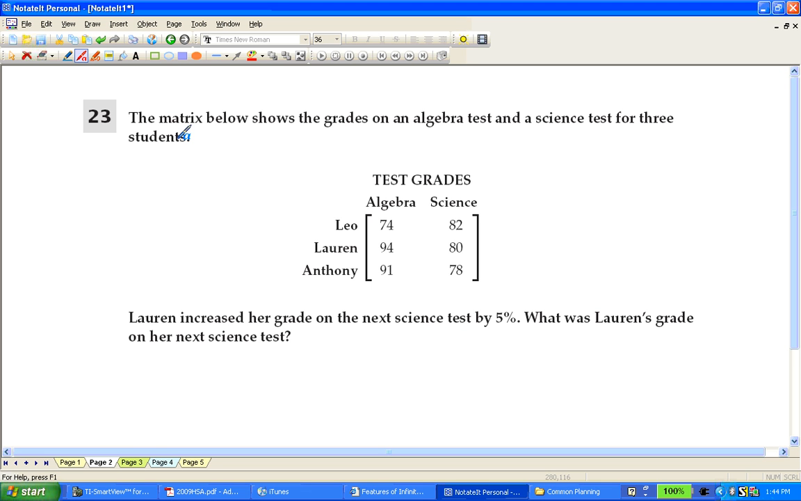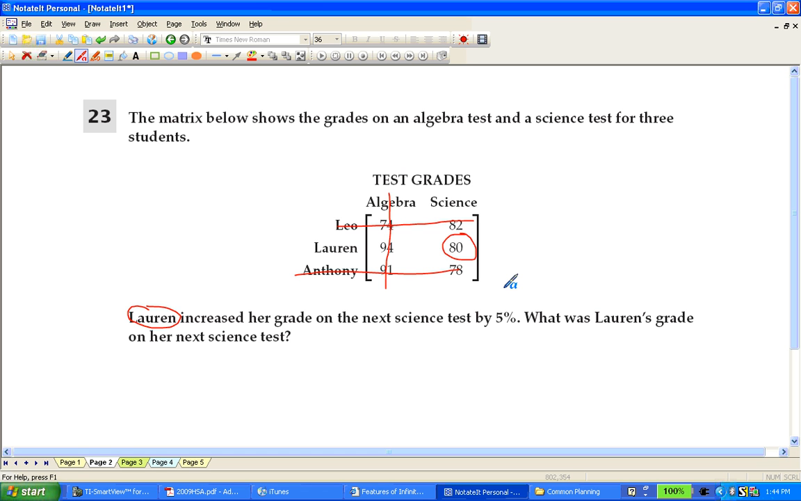Alright, the matrix below shows the grades on an algebra test and a science test for 3 different students. Lauren, so we already know that we don't care about Leo or Anthony, increased her grade on the next science test by 5%. With this grade, what was her grade on the next science test?